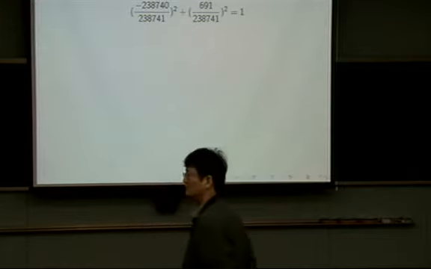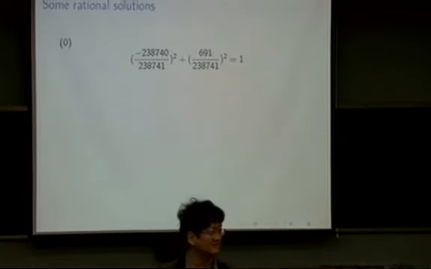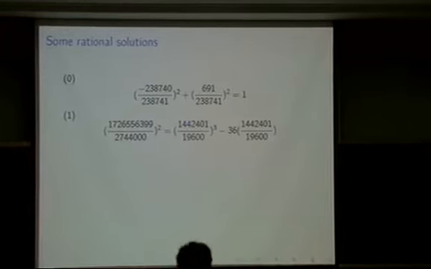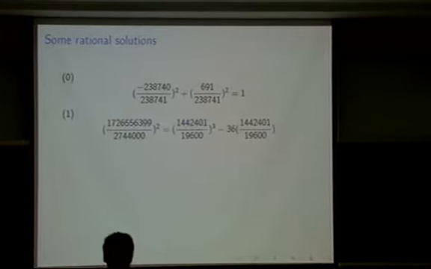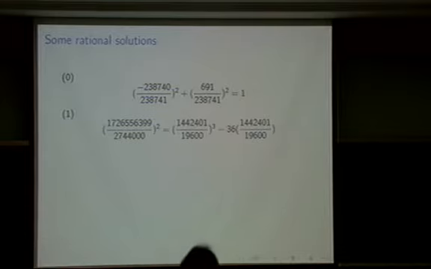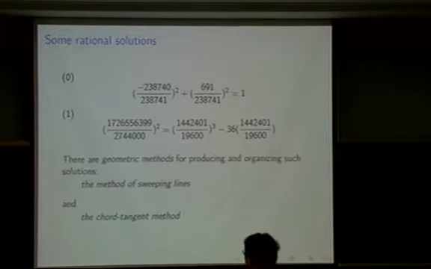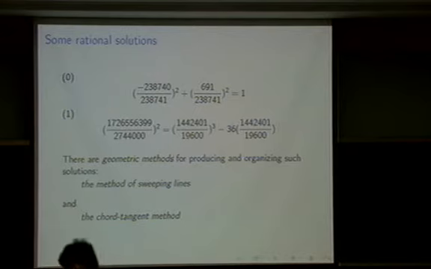So here's a solution to the first equation. You may not have known this one, right? And for the second equation, here's the solution. So these kind of solutions are quite non-trivial to guess, right? It's not like the small ones that we discussed earlier. And there's a method for guessing them. So these methods are geometric in nature. For the first one, it's very classical. People call it the method of sweeping lines. And the second one, the method is called the chord tangent method.